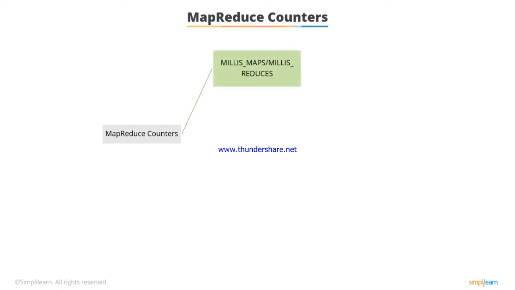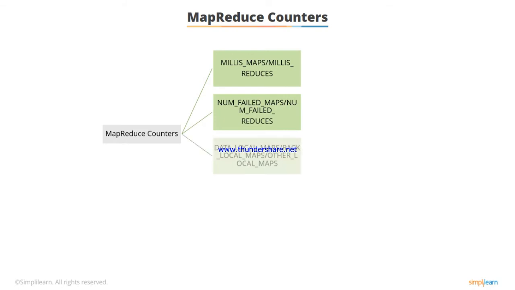millis_maps, millis_reduces. These metrics track the time spent across all map and reduce tasks. num_failed_maps, num_failed_reduces. These metrics track the number of failed MapReduce tasks of a job. Data_local_maps, rack_local_maps, other_local_maps. These counters track the number of map tasks that were performed, aggregated by location.